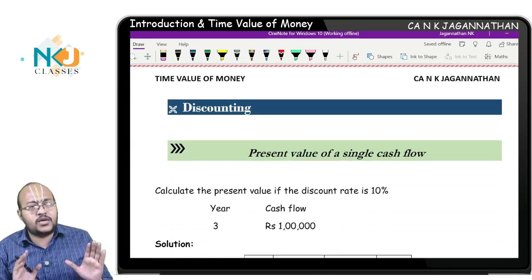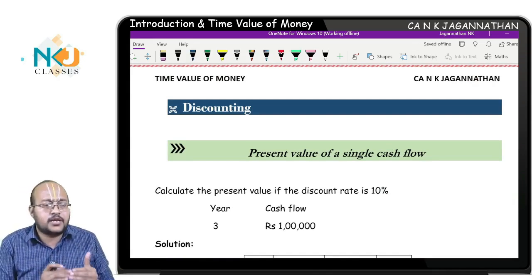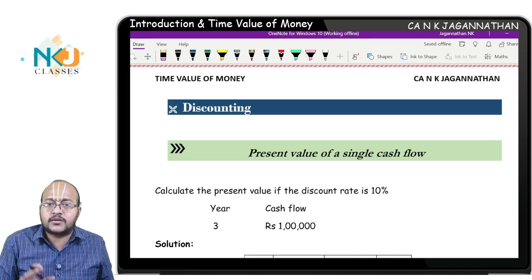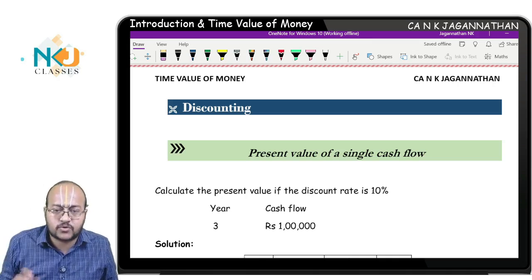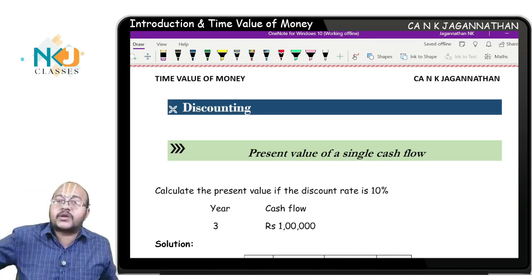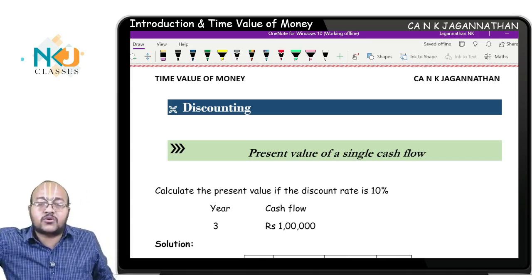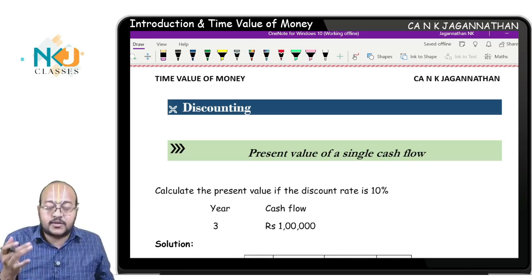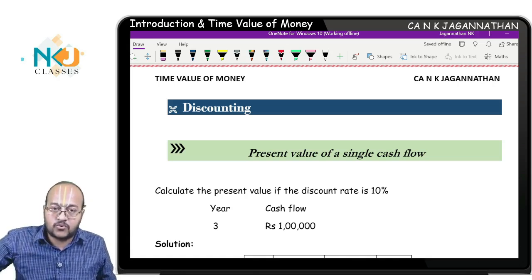So we effectively came to know that there are two techniques, correct? One is discounting, bringing future cash flows to present value terms, and the other is compounding, taking today's cash flows to a future date. This is called compounding. First we will discuss discounting, then we will move on to compounding.